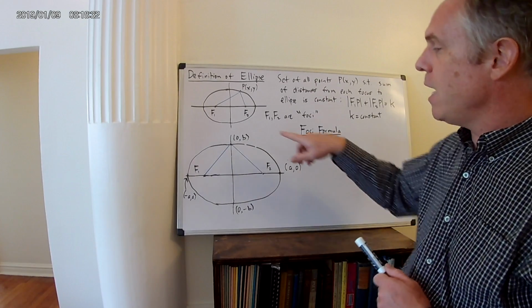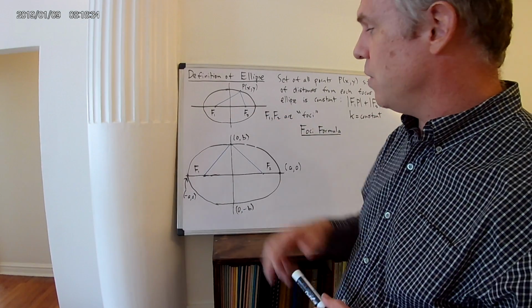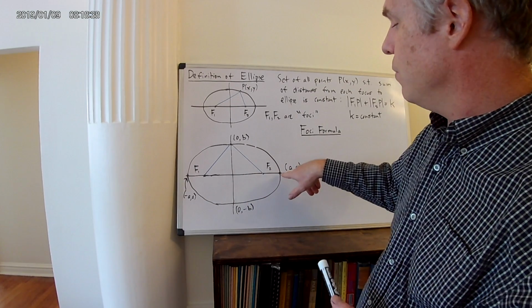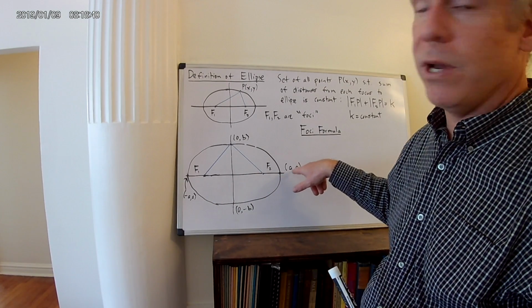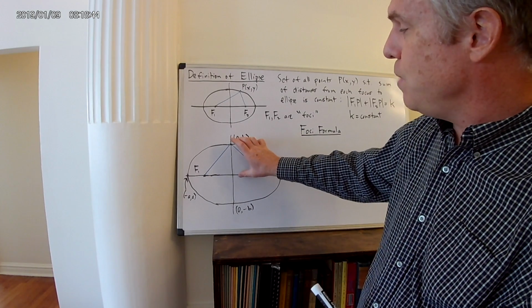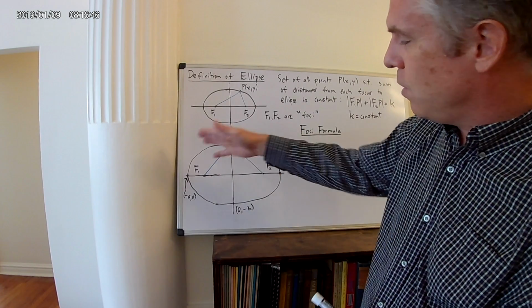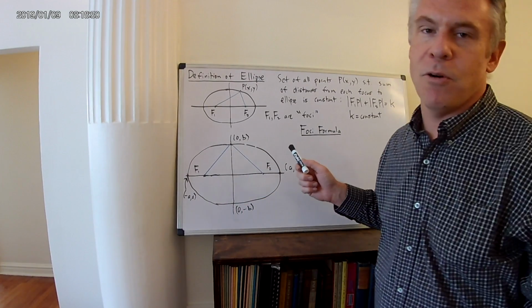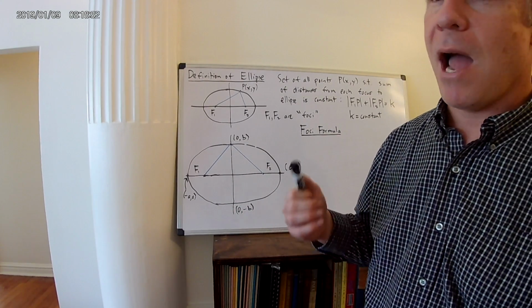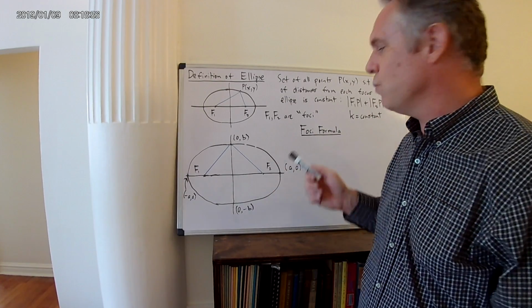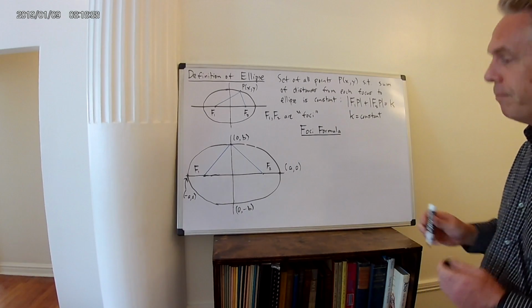Then I can consider 4 points on the ellipse. This horizontal point will be a distance A from the center, so the coordinates of this point are (A, 0). This is (0, B) because it's B units above the center, and so on. By the way, you won't be responsible for deriving this formula, so don't worry about having to reproduce that on the test, although it might be extra credit. But I just wanted to show you how to derive this formula.